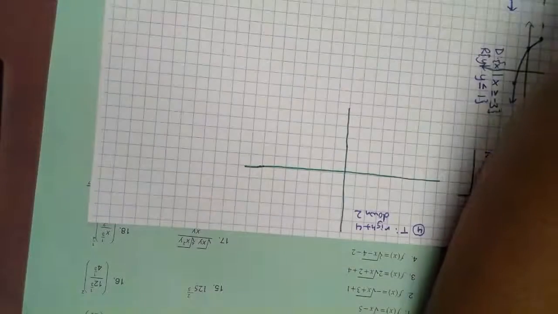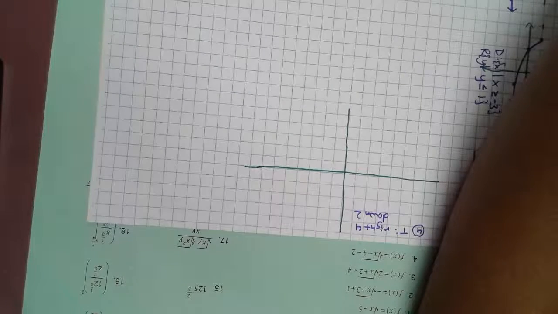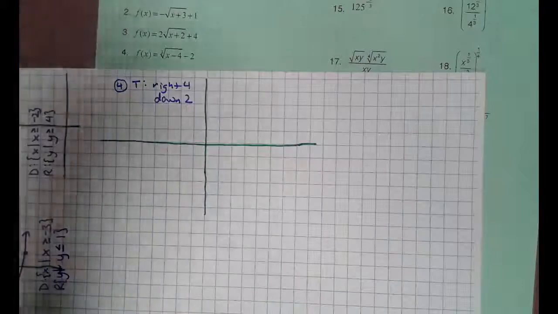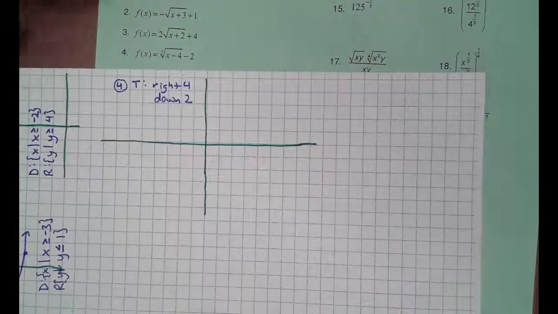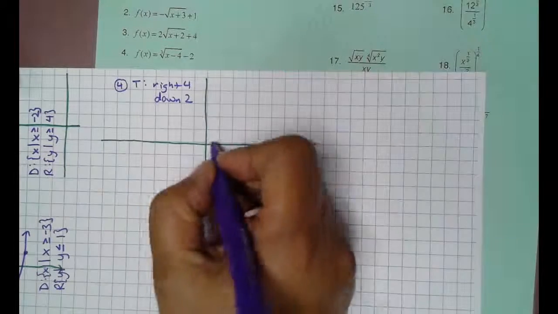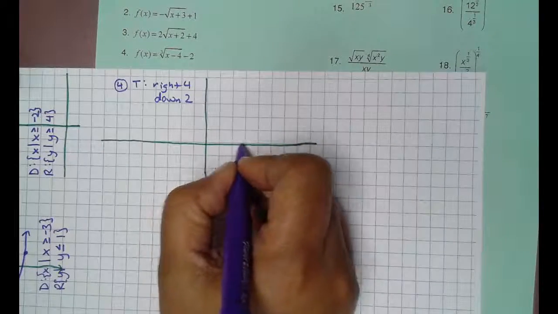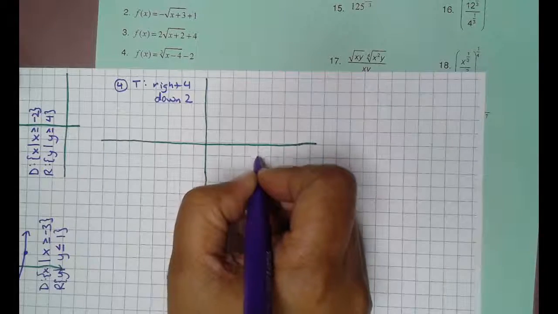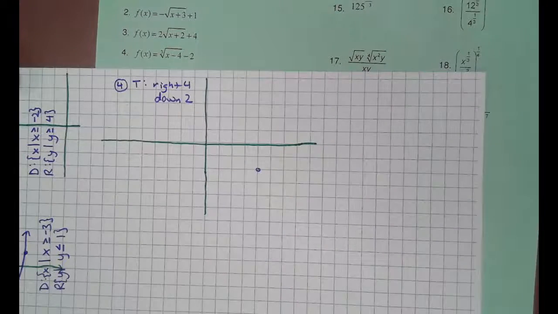Okay, so I'm going to go right 4. Uh-oh. I think it logged me out. Hold on 1 second. Okay, let's try this again. Okay. So we're going to go right 4, so 1, 2, 3, 4, and we're going to go down 2. Okay, so that's the starting point.